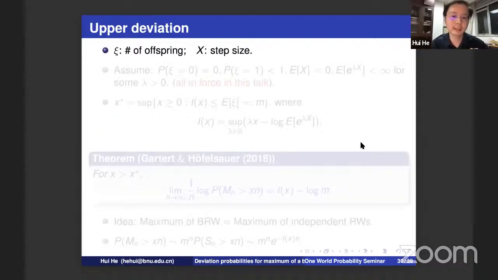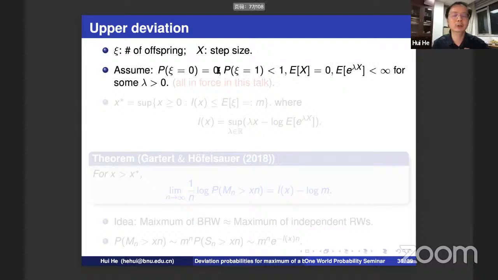And then some notation is needed, okay? So first, denote by C the number of offspring, and X the step size. So I assume some basic assumptions. First is that the probability that C is 0 is 0. This means that when a particle dies, it has at least one child left, okay? And then we assume that the probability that C is 1 is less than 1, okay? If it's 1, it's just a simple random walk, it's not a branching random walk, okay? So we try to avoid the trivial case.